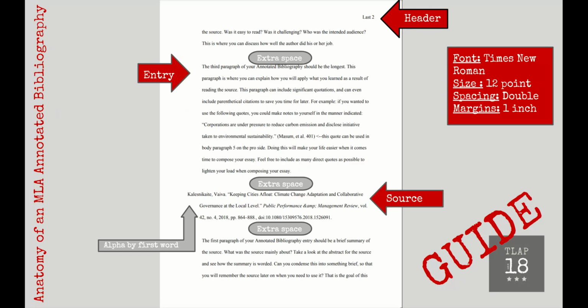The second paragraph is an evaluation of the source. Was it easy to read? Was it challenging? Who was the intended audience? And this is where you can discuss how well you like the source or if it was difficult to get through. The third paragraph is going to be the longest.